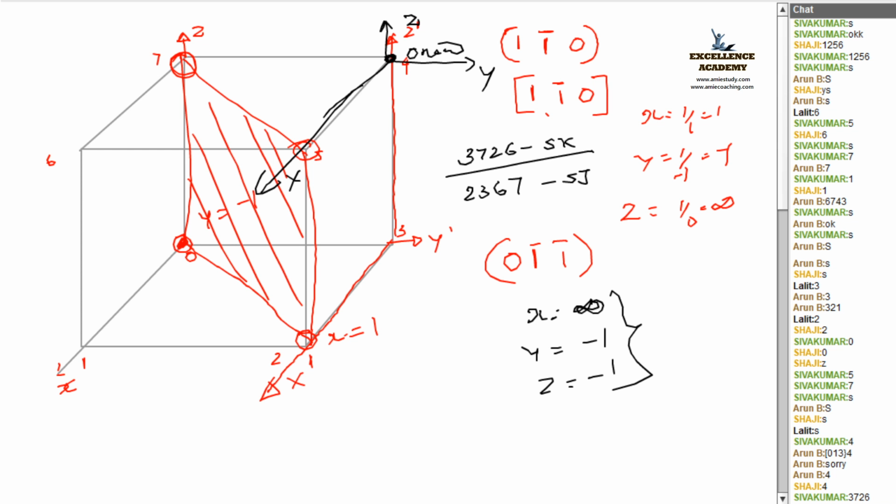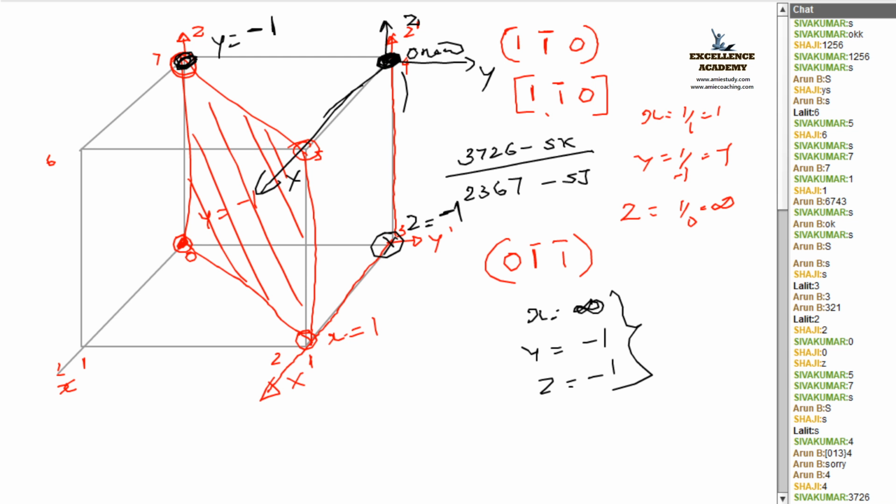First of all, we have to check x is equal to infinity. So leave it. Y is equal to minus 1. Where will you reach? Y is equal to minus 1 from the origin point you have to take, isn't it? You will reach the point 7. Next is Z is equal to minus 1. Where will you reach? From this origin you have to take, isn't it? You will reach this point. Z is equal to minus 1.